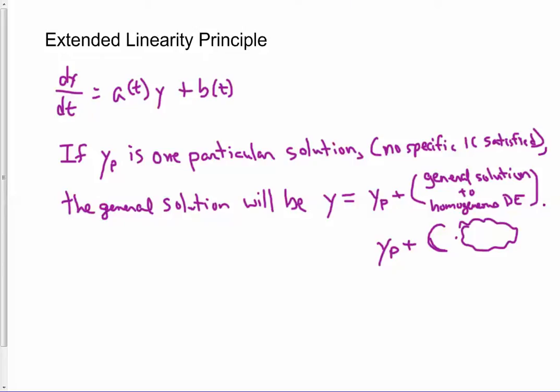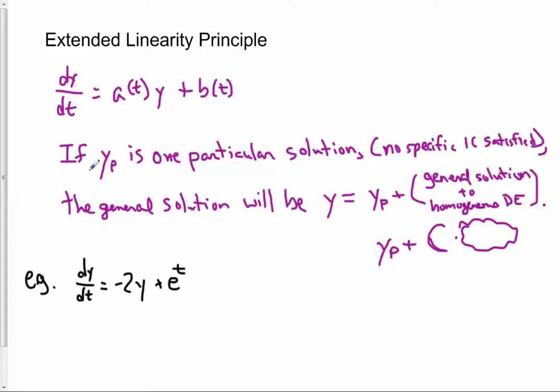Okay, I want to show you an example of the linearity principle playing out. So here we go. Let's say we have dy/dt equals negative 2y plus e to the t. Our a(t) is negative 2. It's actually a constant, so this is a constant coefficient linear differential equation. And then plus e to the t, that's our b(t), non-homogeneous, right?